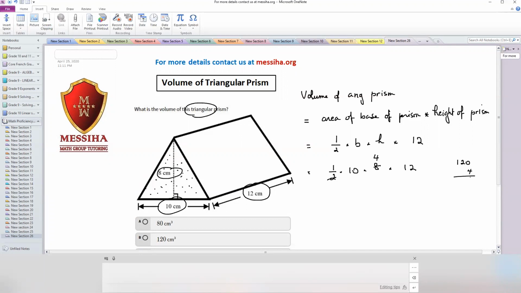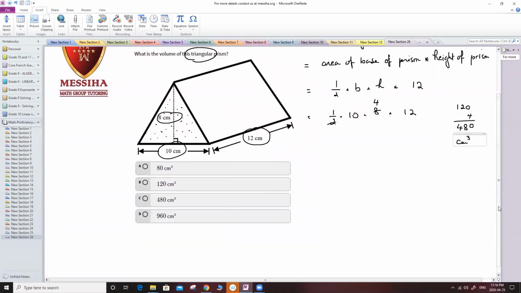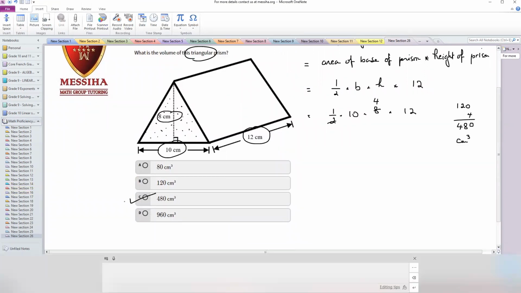Times 4: 4 times 0 equals 0, 4 times 2 equals 8, and 4 times 1 equals 4. And for sure, because we are talking about volume, the unit is going to be centimeter cubed. So now if I find the answer, right away I find 480. This is C. So C is going to be the right choice. Thank you for listening.